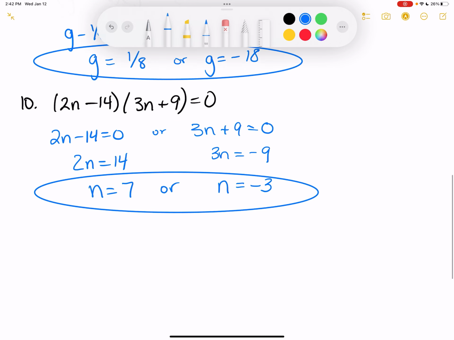All right, I'm giving y'all one to do on your own now. Number 14: 8z minus 6 times 12z plus 14 is equal to 0. So try that one on your own. See if y'all are paying attention.